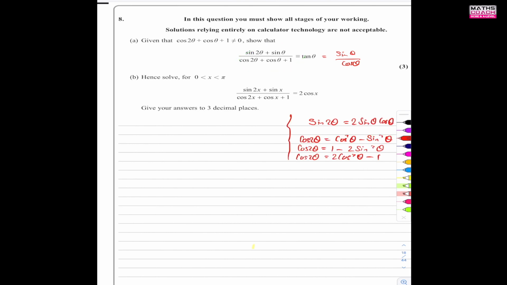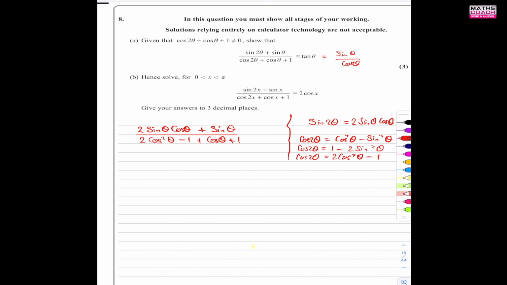The numerator is sine 2 theta, so we can replace sine 2 theta with 2 sine theta cos theta, because there's one version of the double angle for sine, plus sine theta. Now on the denominator we have cos 2 theta. There are 3 versions for cos 2 theta. Which version do we pick? Well, on the denominator we only want coses to remain, so that's a hint that we're going to use the cos version. So cos 2 theta we're going to replace with 2 cos squared theta minus 1. Then we have plus cos theta plus 1.